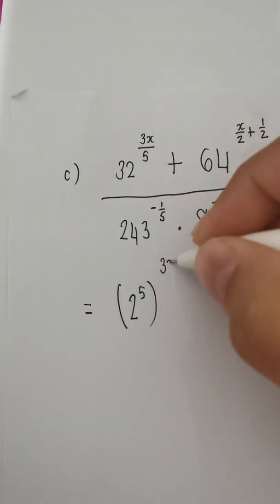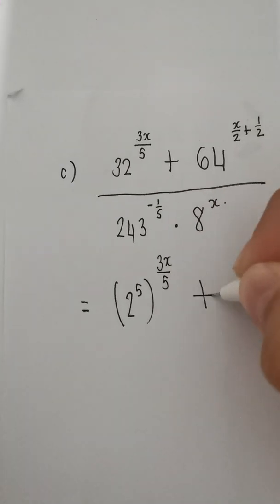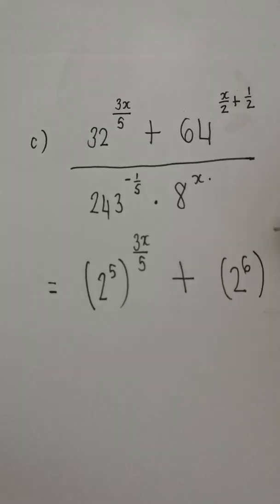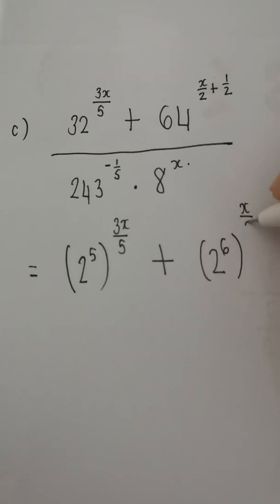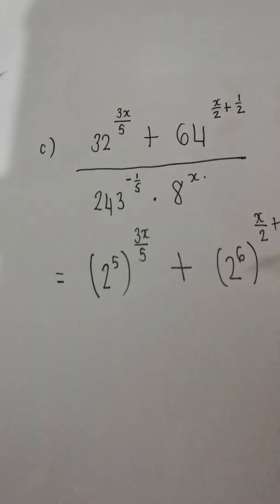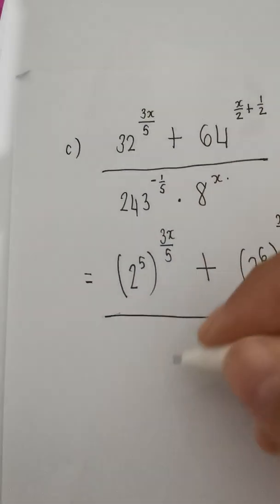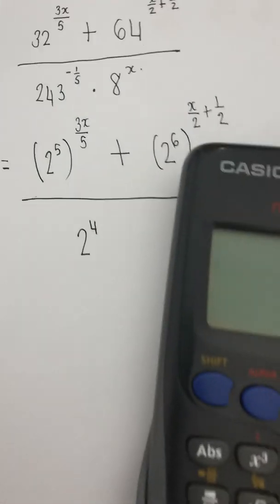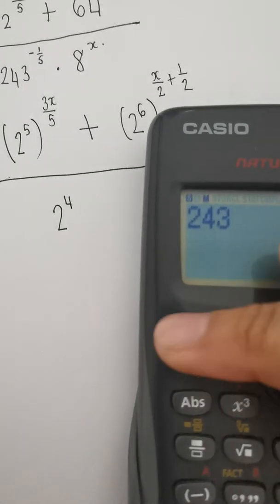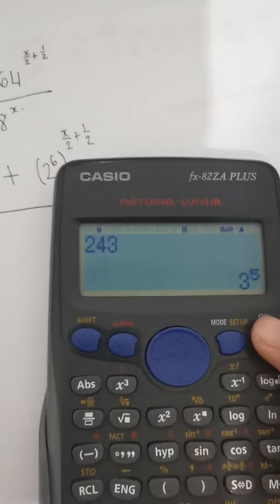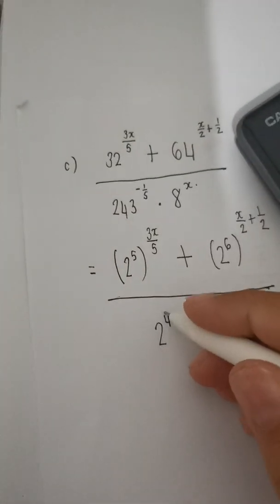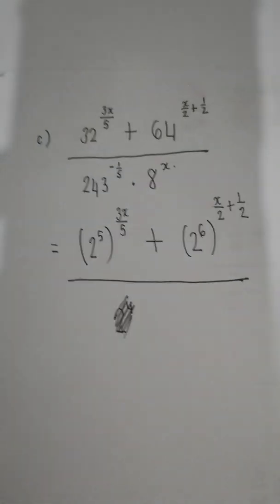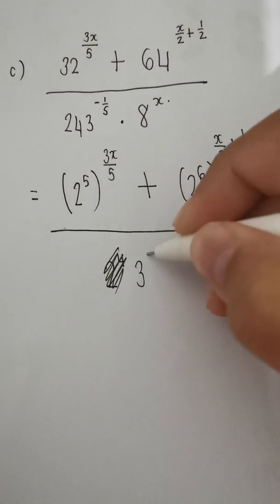It's to the power of 3x over 5 plus 64 is basically 2 to the power of 6. You can test it on your calculator. It's x plus 2 plus 1 over 2 all over. 243 is 2 to the power of 4. I'm just going to double check that. Oh, it's 3 to the power of 5. Why did I say? Oh, clearly I'm tired. Sorry. 3 to the power of 5. No idea why I wrote 2 to the power of 4. 3 to the power of 5.